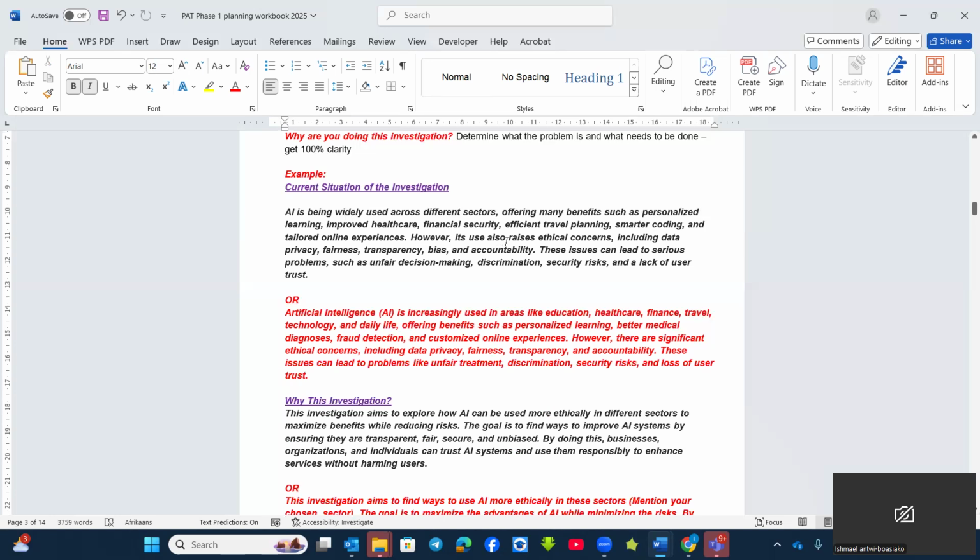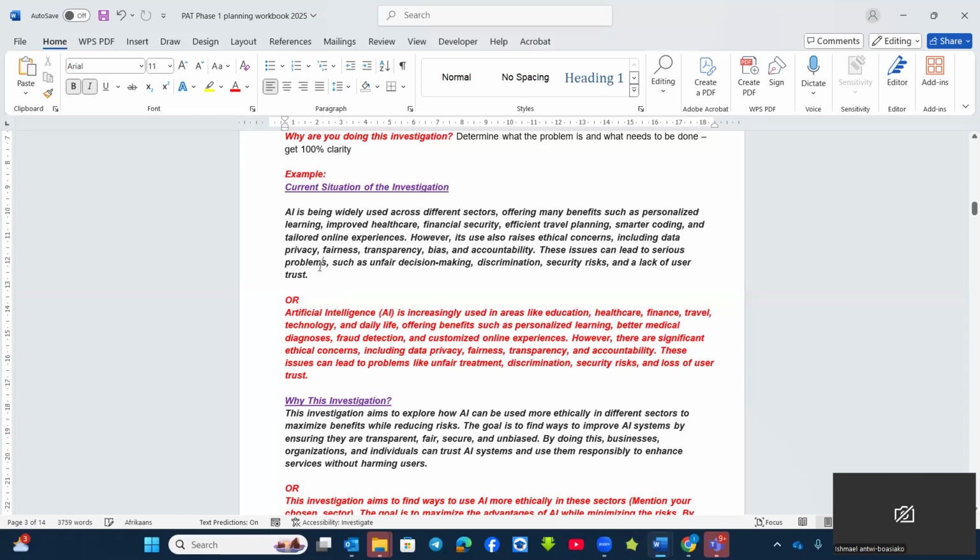Then, however, AI also raises some ethical concerns. Then you list some of the ethical concerns: the privacy, the unfairness, the transparency, the bias, and accountability. So as you talk about the good side, you also talk about the unfairness or the bad side of AI. Then you finish by saying these issues can lead to serious problems such as unfair decision-making, discrimination, security risk, and lack of user trust.